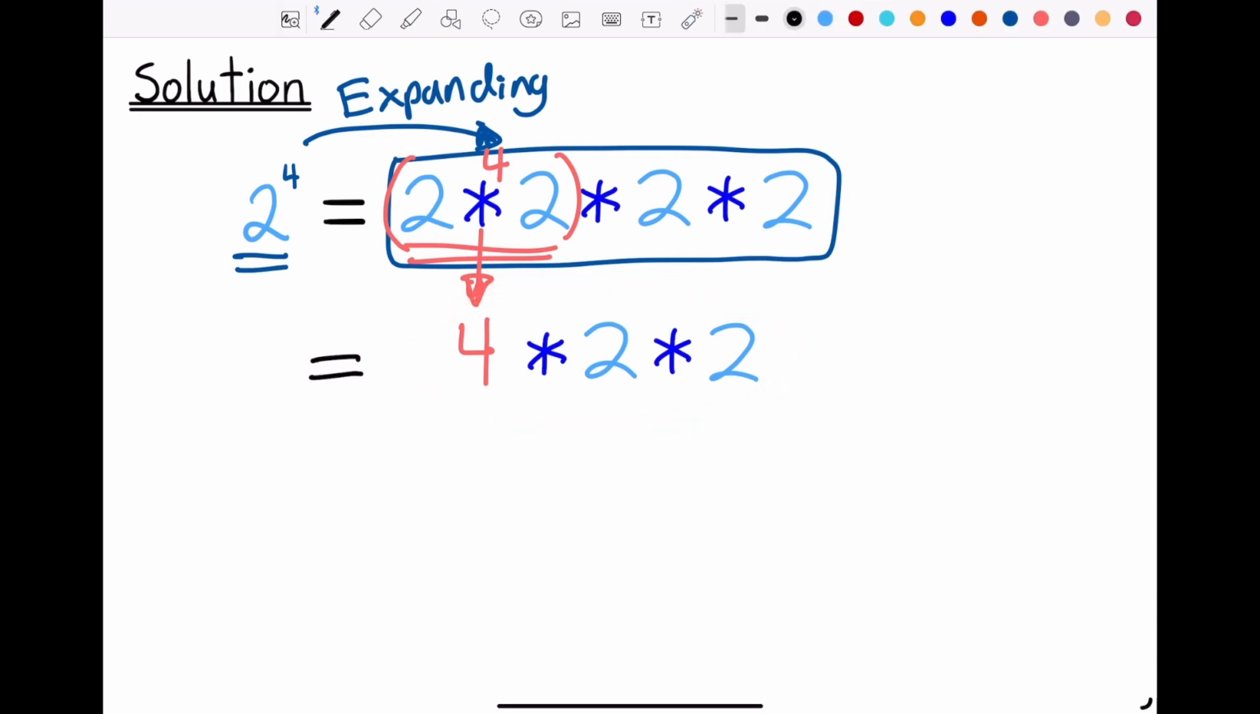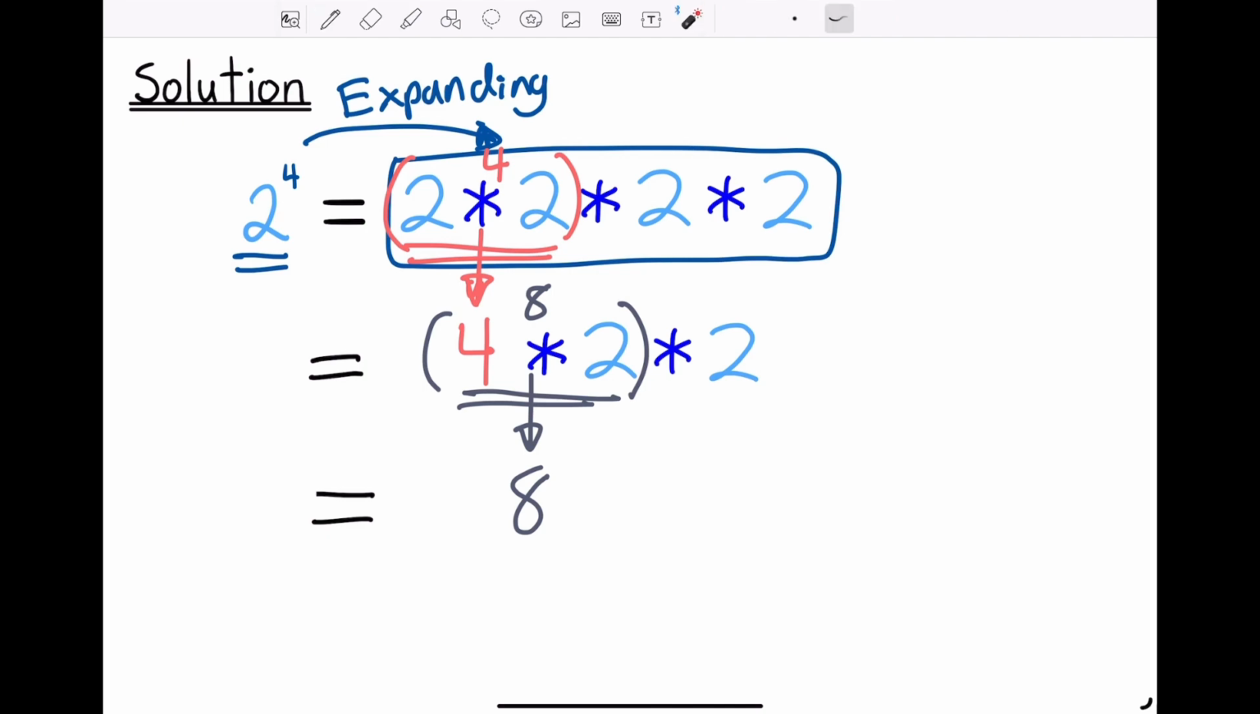So next, we're going to multiply the 4 and the 2 together. 4 times 2 equals 8. So we're going to replace 4 times 2 with its product 8. And again, we're going to check to see if we have any other numbers to multiply. We have this 2 left over. So let's bring down this 2. And our next line will become 8 times 2.